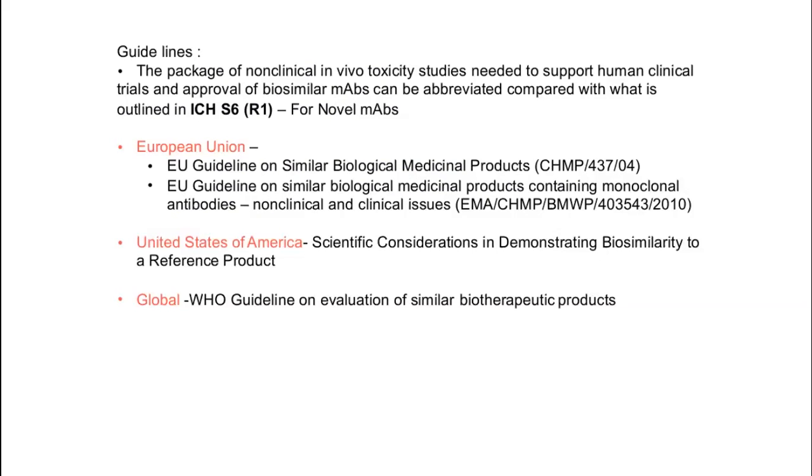But if you take the package ICH S6R1, this is mainly used for novel monoclonal antibodies and other innovative drugs. If you consider the biosimilarity guidelines, mainly the European guidelines, they can be divided into two aspects. One is the EU guidelines on similar biologic products. We have a separate guideline for that, and similarly a separate guideline on biosimilar medicinal products, especially containing monoclonal antibodies. We can refer to these guidelines for non-clinical and clinical issues.